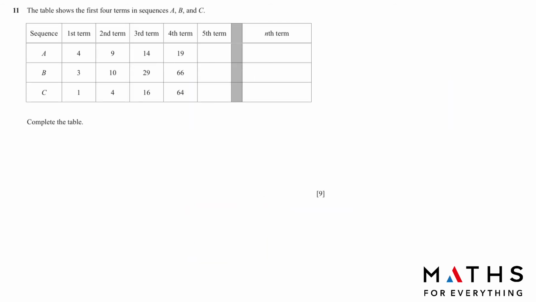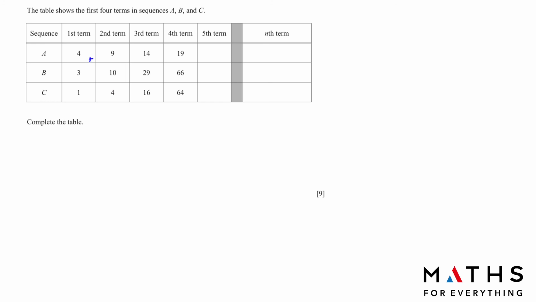Question number 11 is a sequence question. This is a 9-mark question, and it is actually easy if you know all the formulas and you can identify all the different types of sequences. The first sequence that we are going to go through is the arithmetic sequence. Arithmetic sequence is when you add or subtract to get the next term. So that's the first one and the easiest one for you to check.